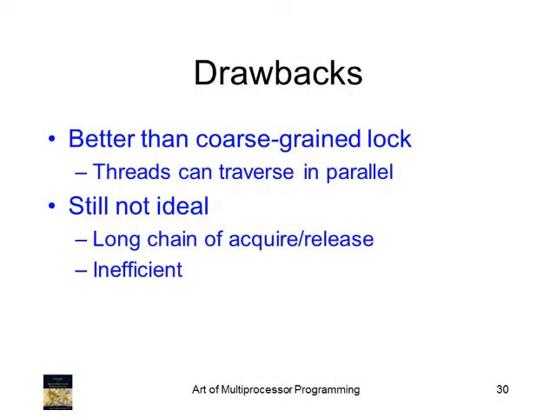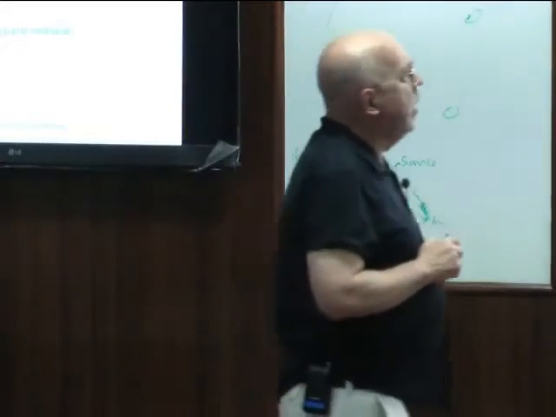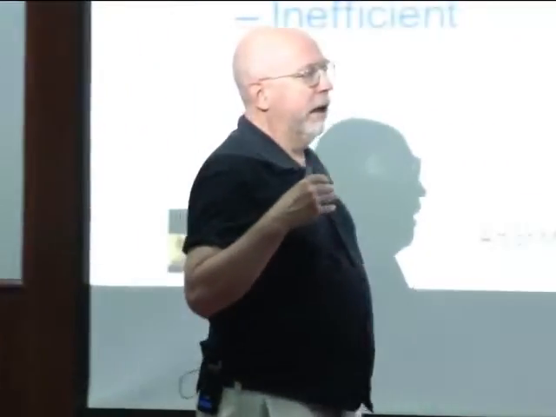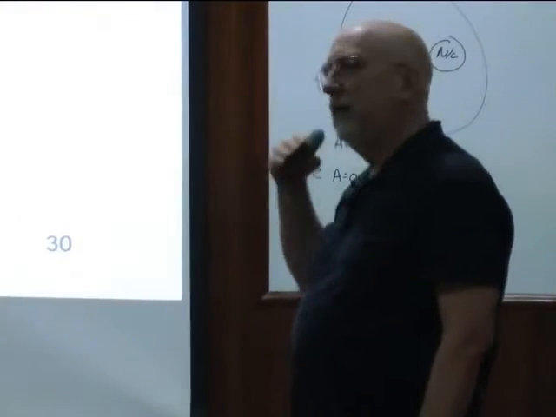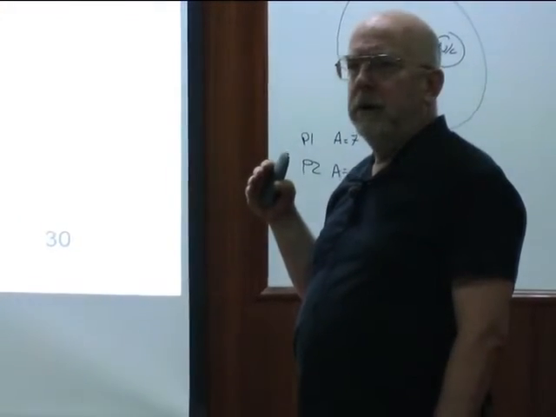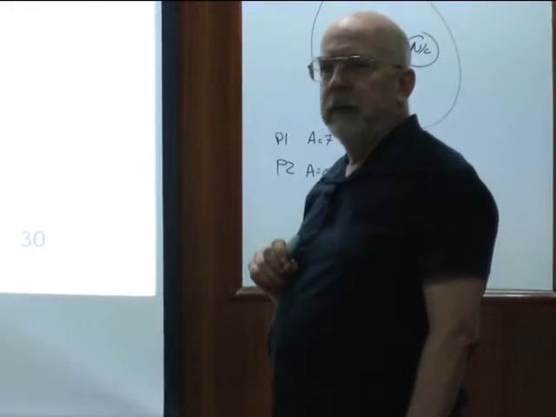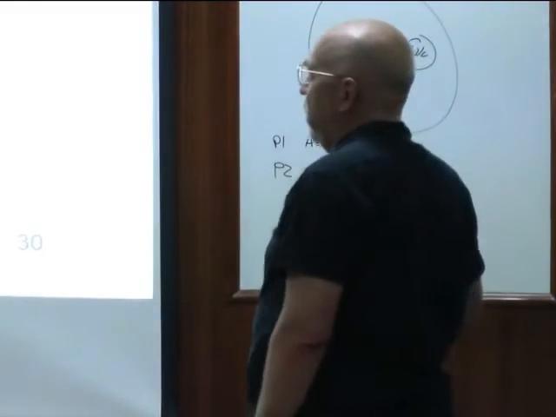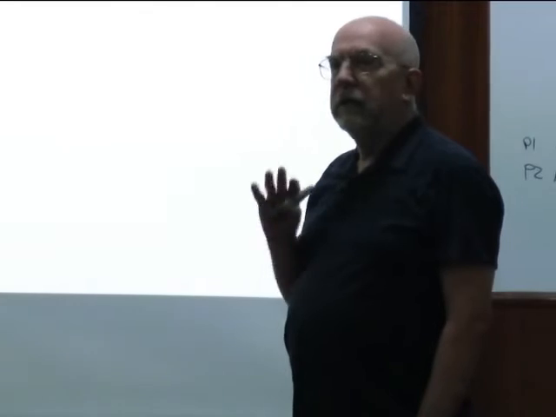So this is better than coarse-grained locks, because threads can traverse in parallel. But as a practical matter, every time you visit a node, you have to acquire and release a lock. And we can make lock acquisition and release fairly efficient, but there's still a cost to it. And if we can engineer our data structures to minimize the amount of locking, then that's what we want to do.